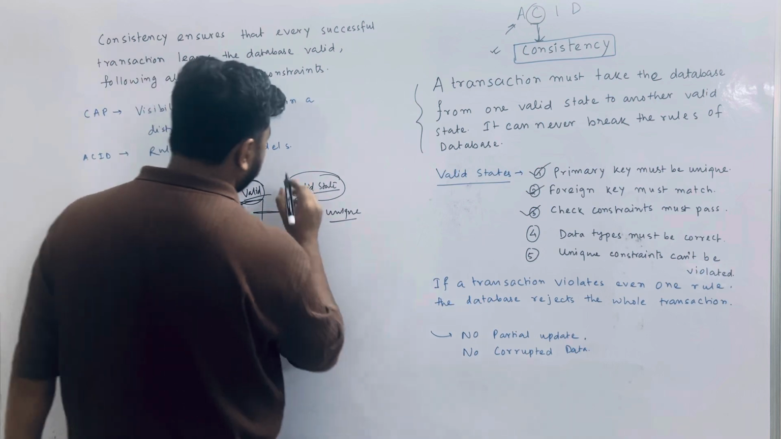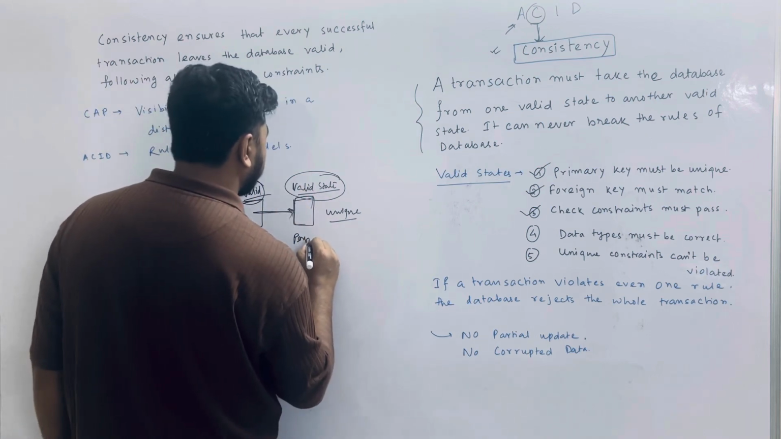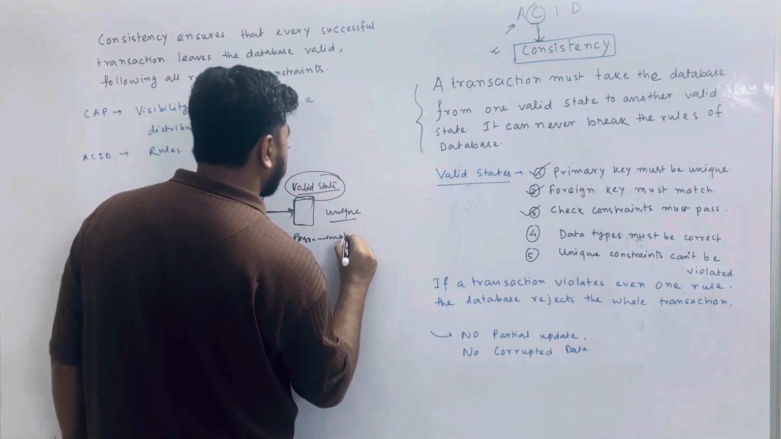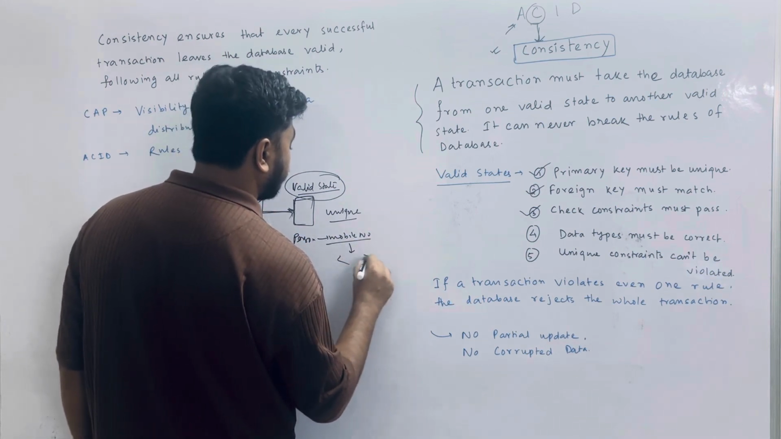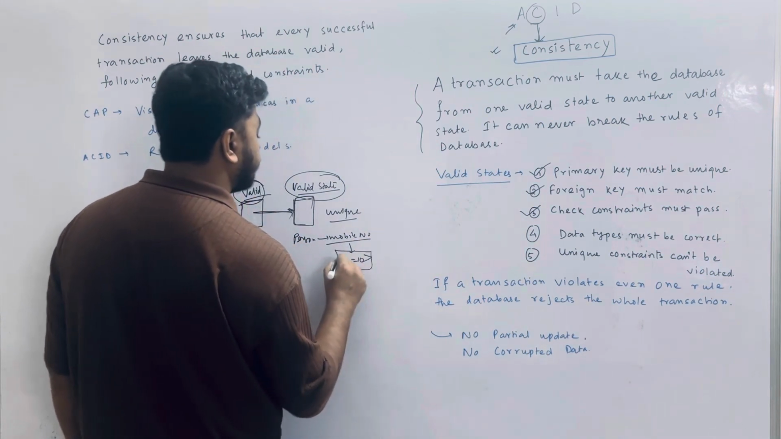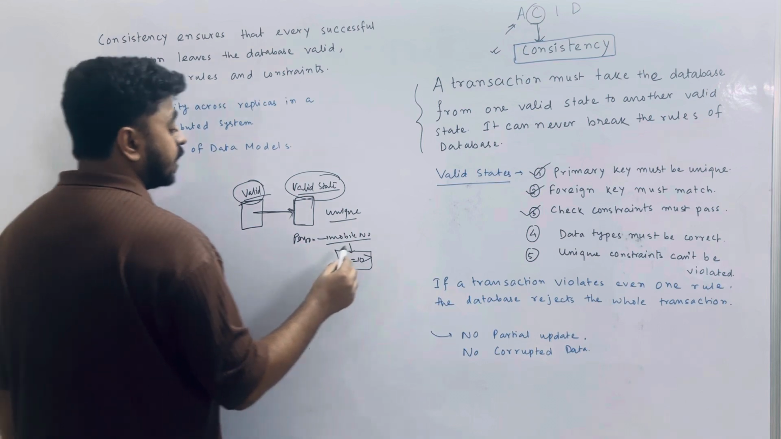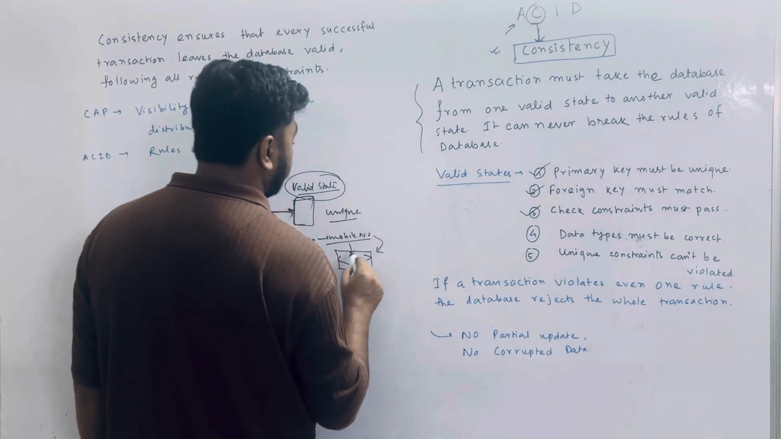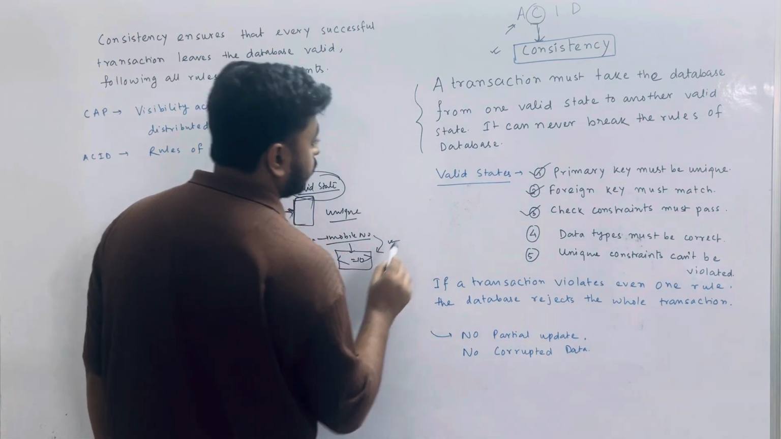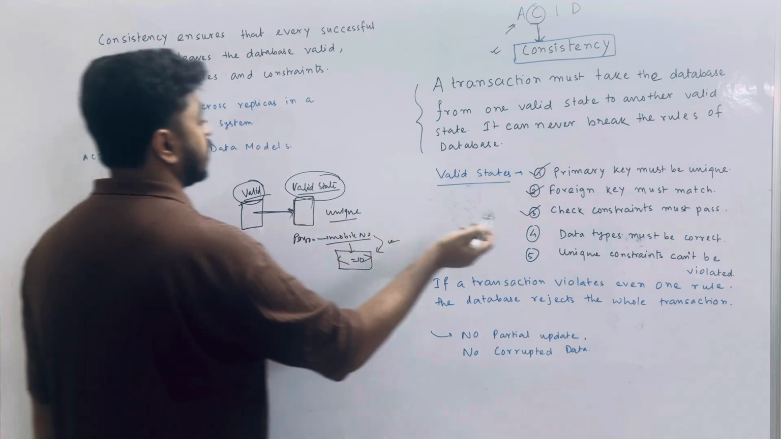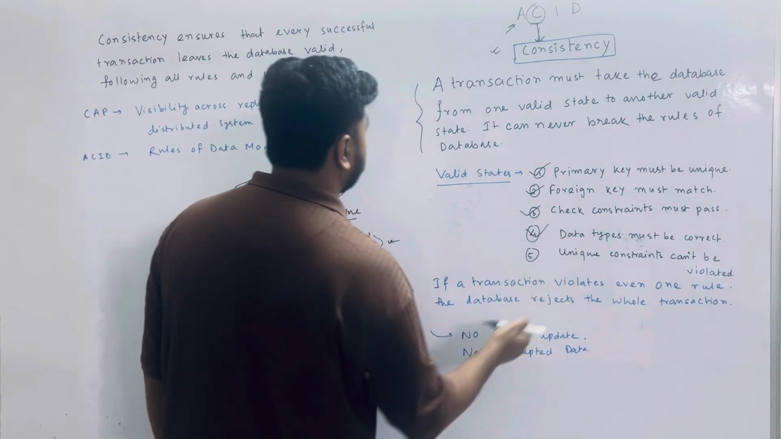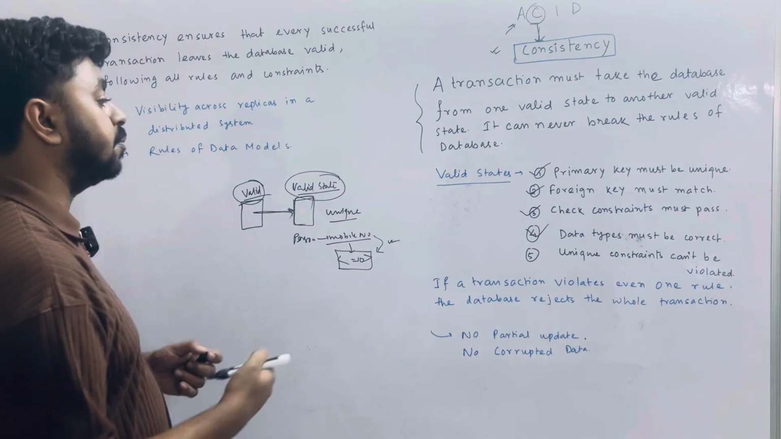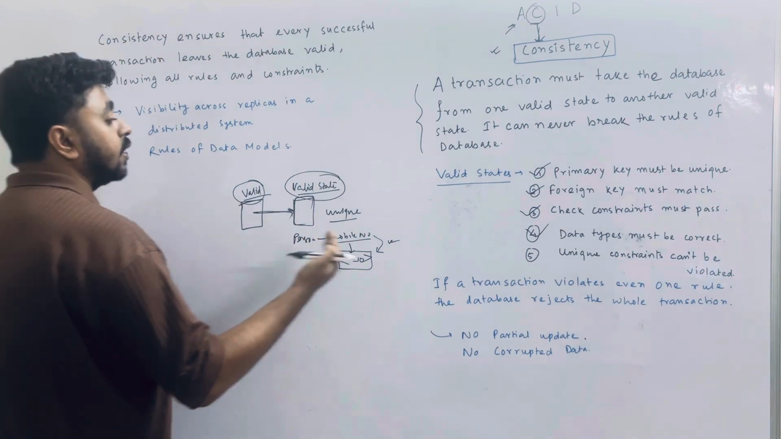Foreign key must be matched and check constraints must pass. Suppose, as we saw earlier, in the person table mobile number was a field, and we gave a constraint that the mobile number length should be 10. So while updating anything inside the transaction, it cannot update anything where the mobile number length is not 10. All the constraints should pass while running a transaction. Data type must be correct: whenever you update data in a particular column, that column's data type should be correct.